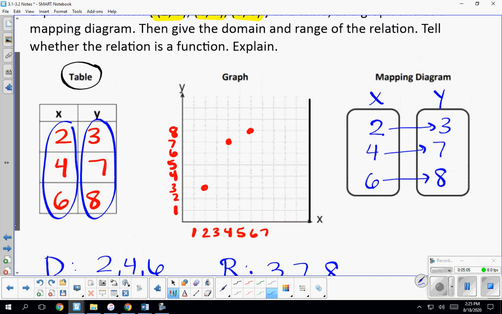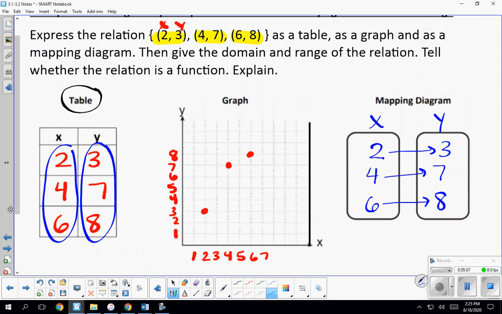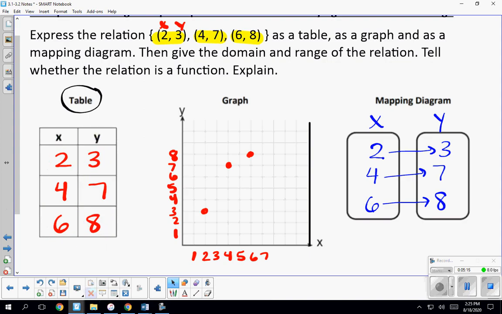The next part of it says tell whether it is a function. So in order to tell if this is a function, we need to make sure that every input has exactly one output. So we can look here. The mapping diagram is probably the easiest way to see this. 2 maps to one other value. 4 maps to one other value. 6 maps to one other value. So yes, this is a function.